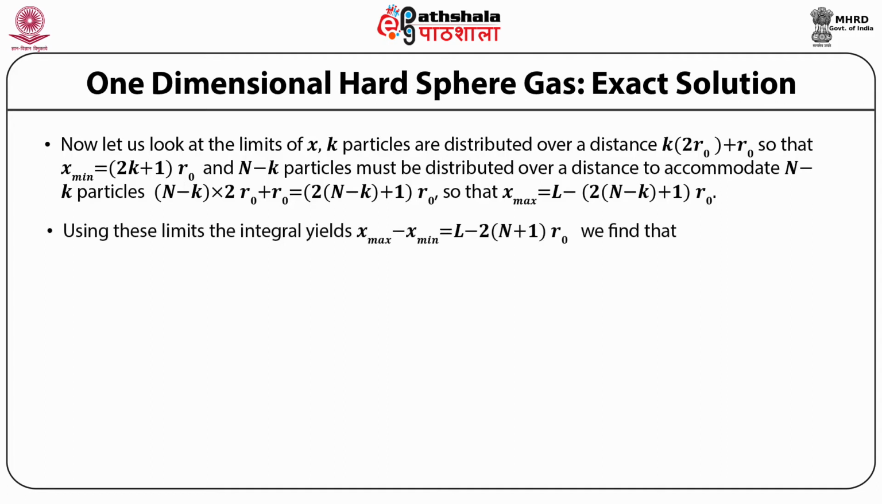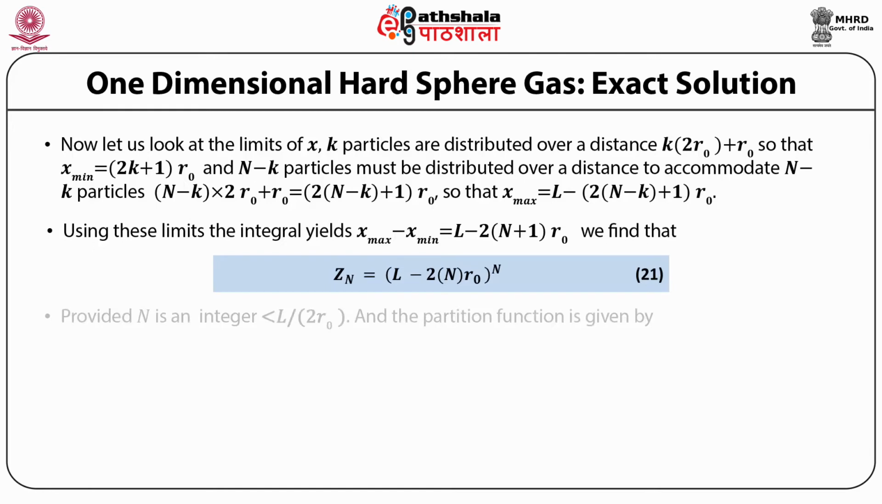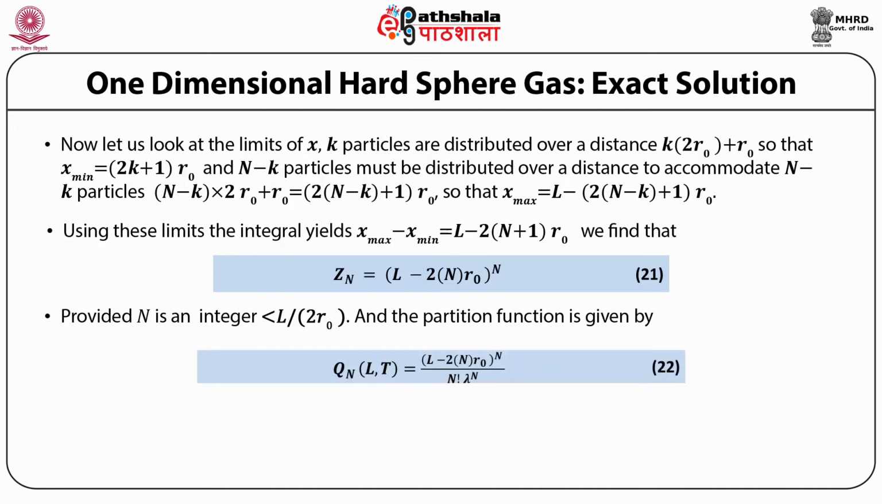Using these limits, the integral yields x maximum minus x minimum is equal to L minus 2 times n plus 1 r naught, so that we find that Zn is equal to L minus 2 times n r naught whole raised to power n, provided n is an integer less than L upon 2 r naught, and the partition function is then given by Qn as a function of L and T is equal to L minus 2 times n r naught raised to power n divided by n factorial lambda raised to power n.